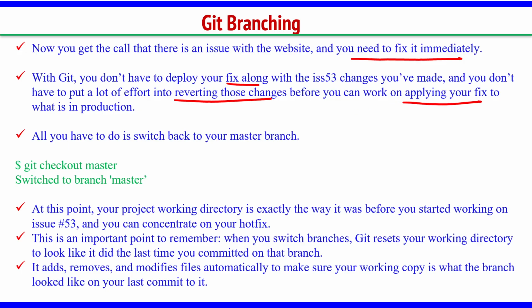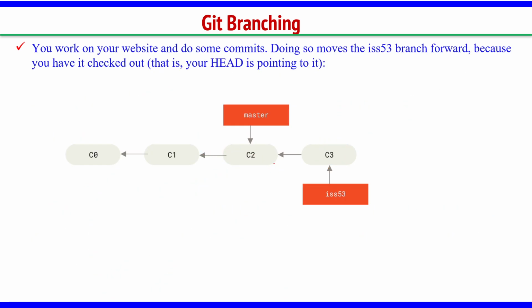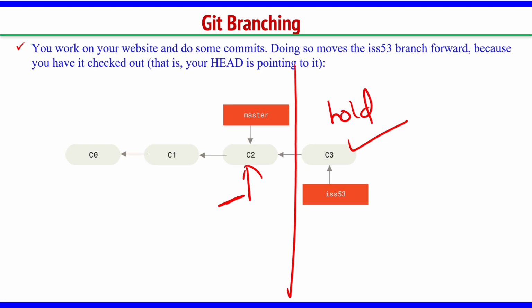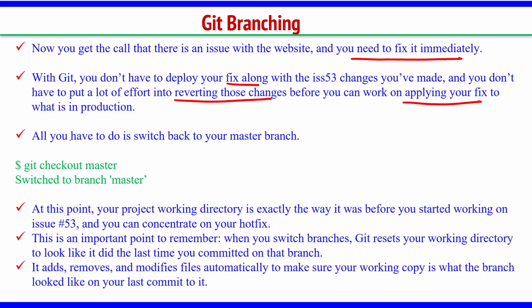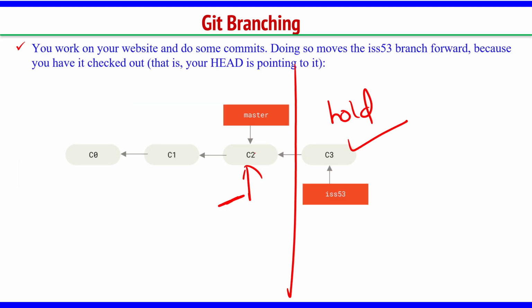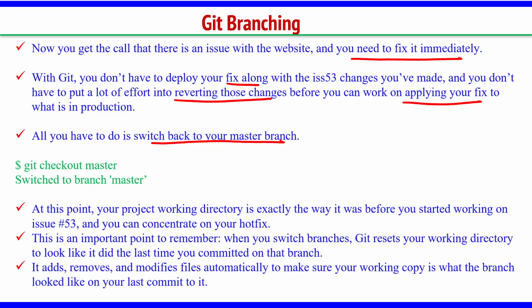Simply what you have to do: you are working here, you got a call, there is some issue in C2, you just switch here, you leave this, you hold this and switch back to the master, right? So all you have to do is just switch back to master branch, make changes here. So how to come back to master branch? Git checkout master, git checkout master.